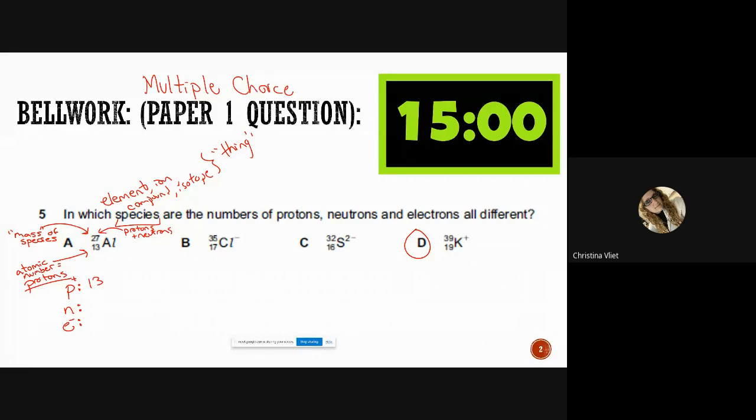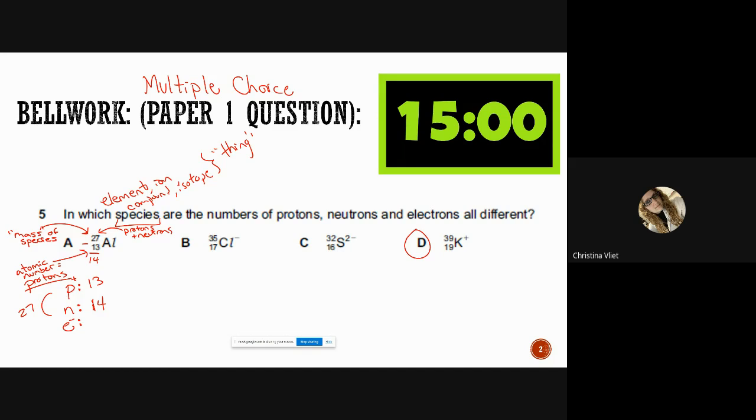We can now quickly identify the neutrons. How? 27 minus 13. Right. So it's always the top number minus the bottom number when you see it in this way. 27 minus 13 is 14. Because remember, these have to add up to 27. 13 plus 14 is 27.